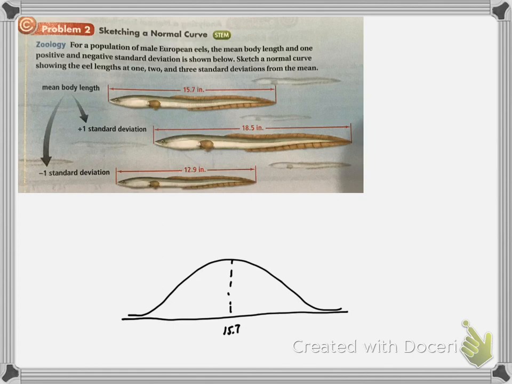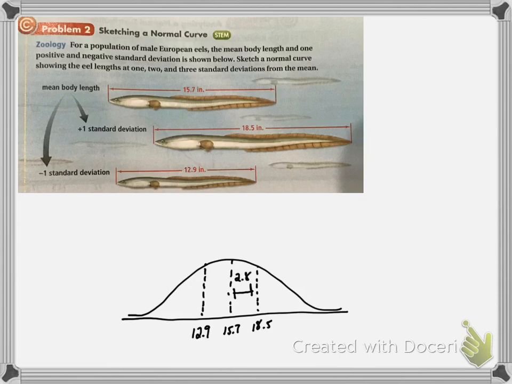One standard deviation positive is 18.5, so we'll mark that there. One negative standard deviation is 12.9. So how far is it between those? Well, it's pretty simple. Just take 18.5 minus 15.7, and the distance here, one standard deviation, is 2.8.